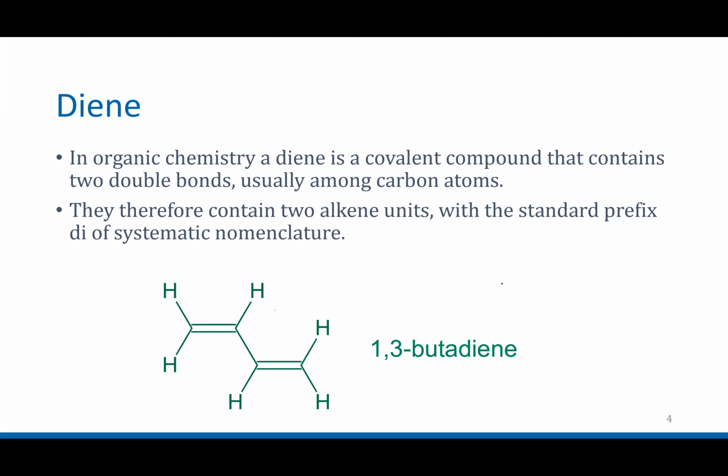So in organic chemistry, a diene, we'll talk about naming all these, not today, maybe on Monday's class or whenever our next class is. But a diene is when you have two alkene units in the same molecule. So we'll talk about naming later. That'll be next class.